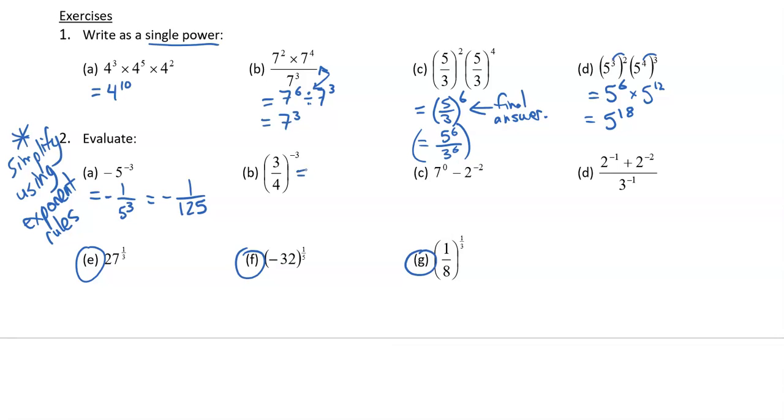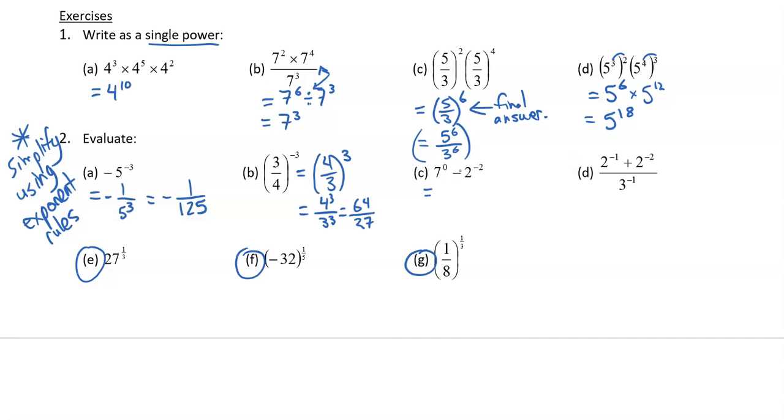This next one, with the negative, we might be tempted to bring it in first. I would encourage us to flip it right away, because what it's going to do is bring the 3 down to the denominator, and if there's something in the denominator, it's going to bring it up to the numerator. So this becomes 4/3 to the power of 3. And so we get 4 cubed divided by 3 cubed. 4 cubed, 4 times 4 is 16, times 4 is 64. And then over 27 in the denominator.